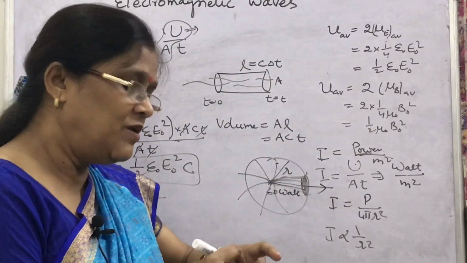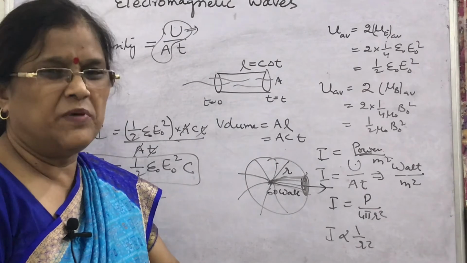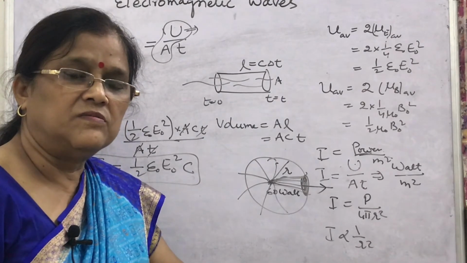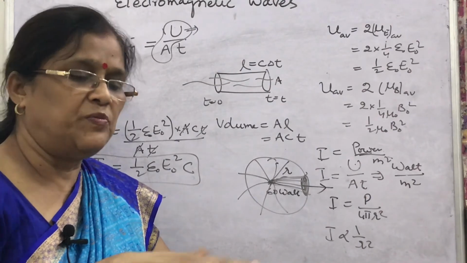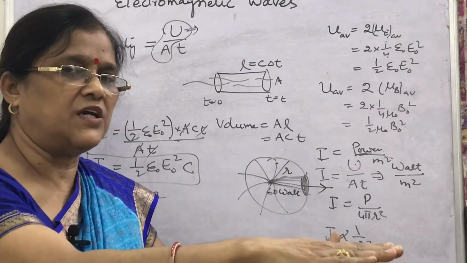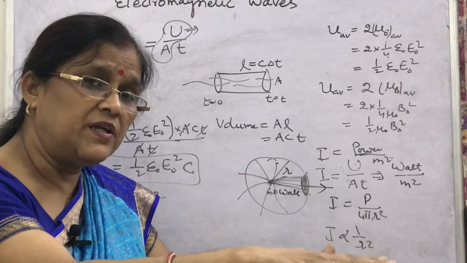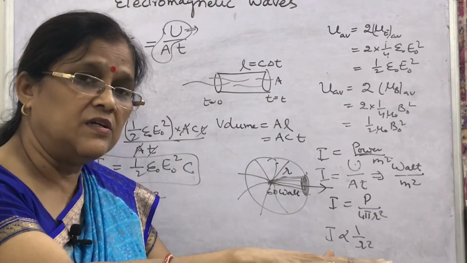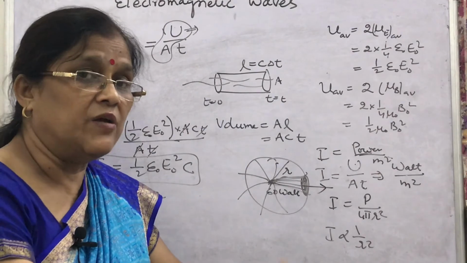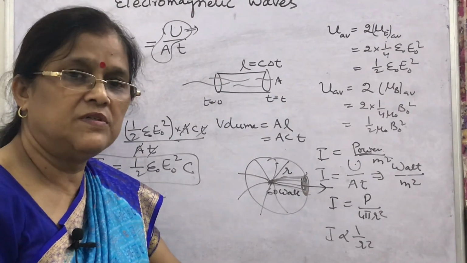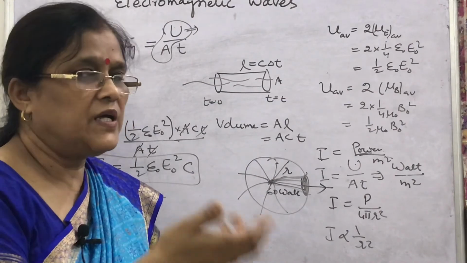Now, how will you tell that you must have experienced the energy of EM waves? You put your hand in sunshine. You feel warmth. Warmth means heat. Heat means energy. So energy is carried by EM waves, light energy. Sunlight is also EM waves. So energy is carried by EM waves.